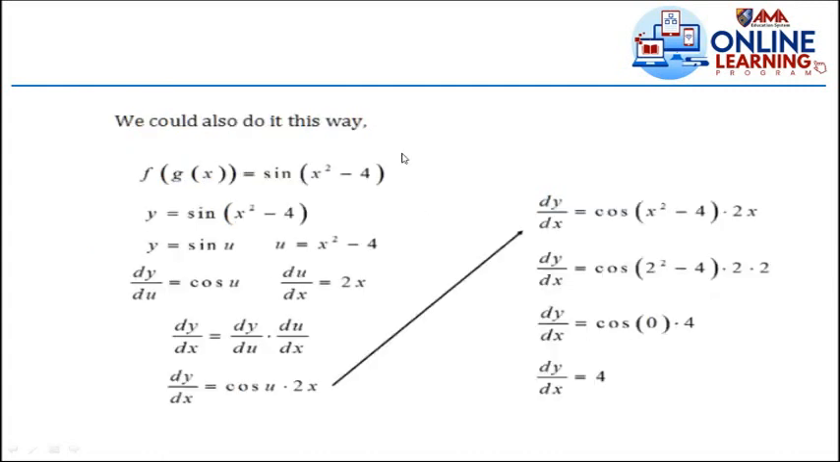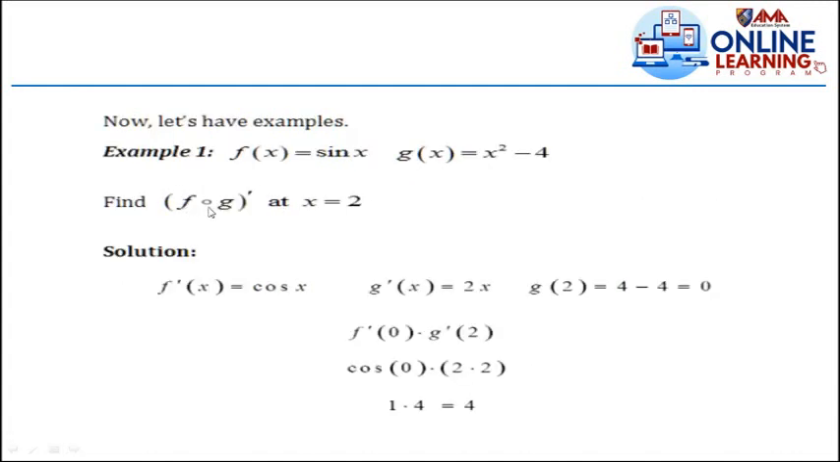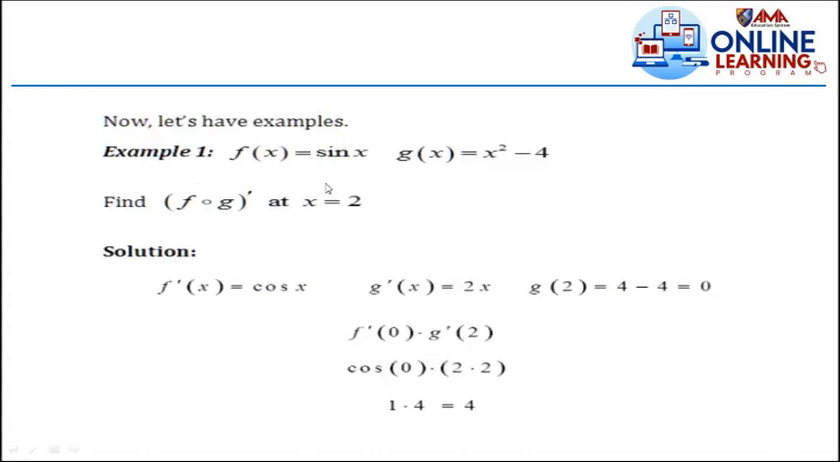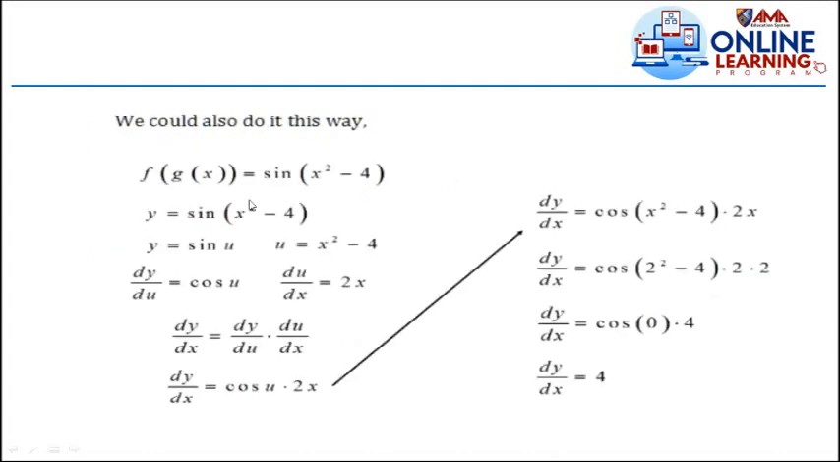We could also do it in this way. We are using the formula for the composite functions. For f of g, we are going to write f of g of x. So this is your inner function, this is your outer function, which is equal to sine of x squared minus 4. The value of your g of x is x squared minus 4.